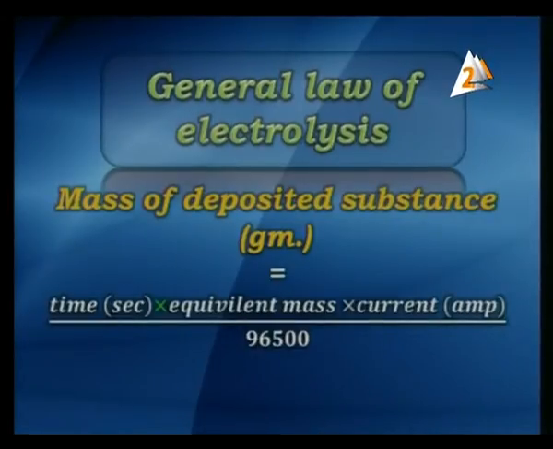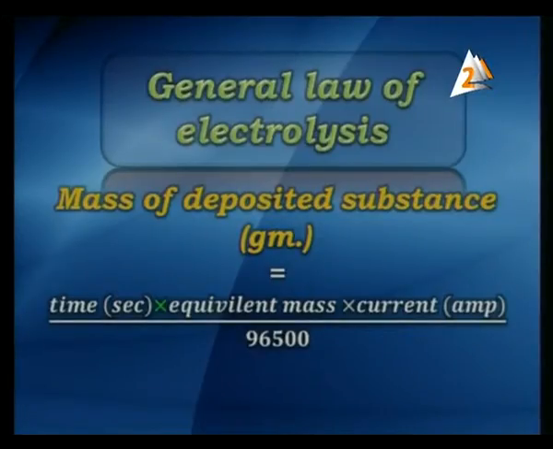Now look at the main law. General law of electrolysis. The mass of deposited substance in grams equals time in seconds times the equivalent mass of the element times the current in amperes, or current intensity, divided by 1 Faraday, or 96,500. It's a good law. This law is important and we surely have a problem for the exam. You must study it well. The final exam needs this law.